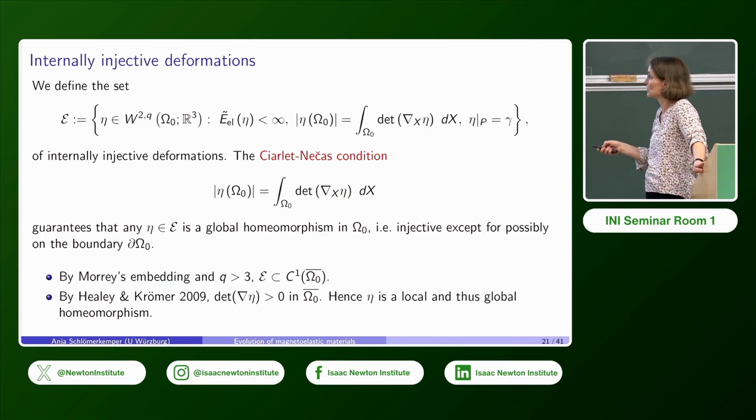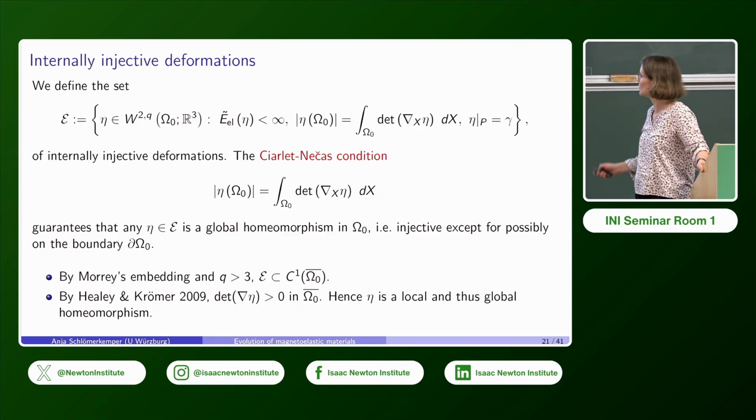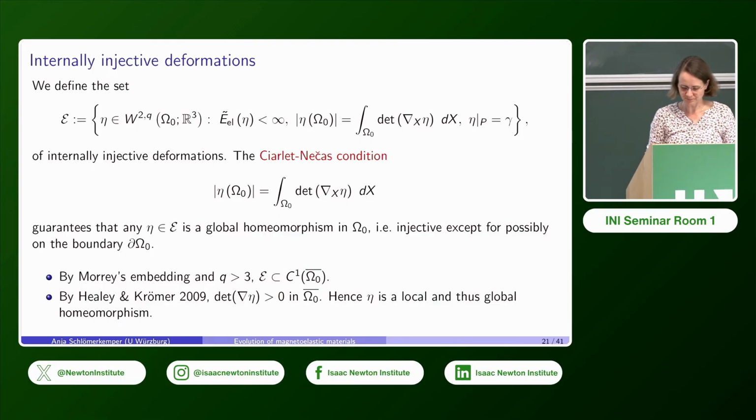And with this Ciarlet-Nečas condition, we know that any deformation eta in that space is in fact a global homeomorphism. This is what we did. And by Morrey's embedding and q bigger than 3, what we assume, we know that all our deformations are in fact C^1 functions. Then by the work by Healey and Krömer, 2009, we also know that the determinant of the deformation gradient is strictly bigger than 0 in our reference domain. This is important, so we know that hence eta is a global homeomorphism, which allows us to always do these pullbacks.